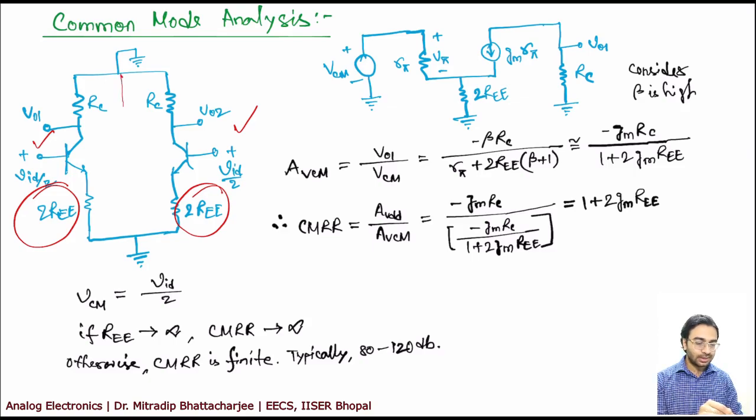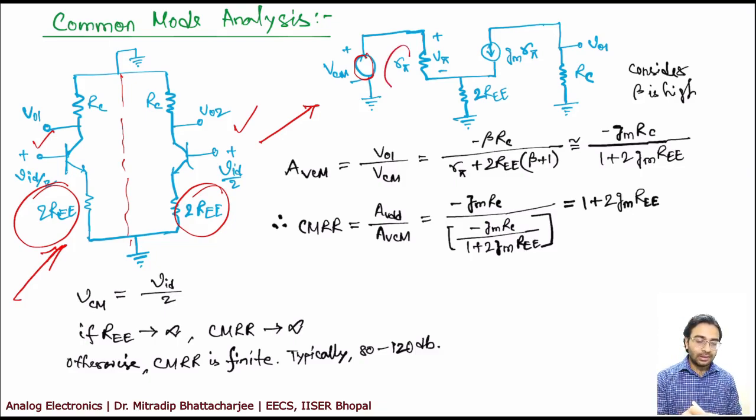then again this is a symmetric circuit. Consider only one side and calculate the voltage. The same will happen in the other side as well. Then we have converted this into the equivalent circuit. So you have VCM this time as input. Previously it was VID by 2. In this case it is the common mode signal VCM.